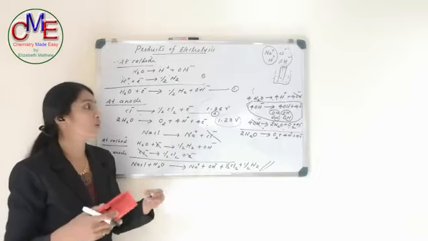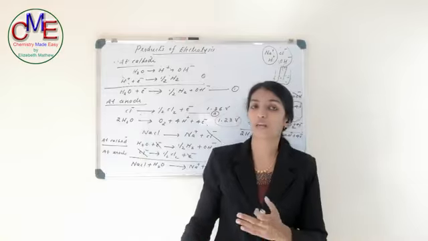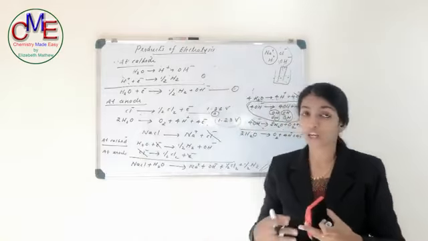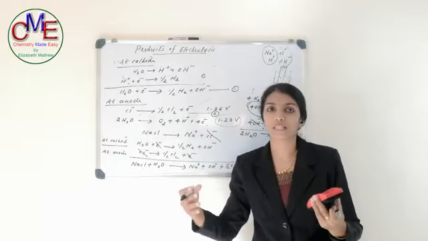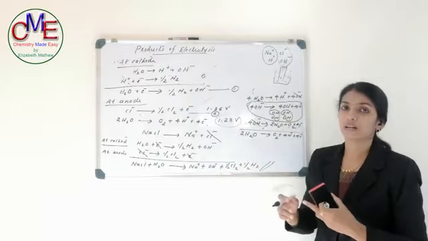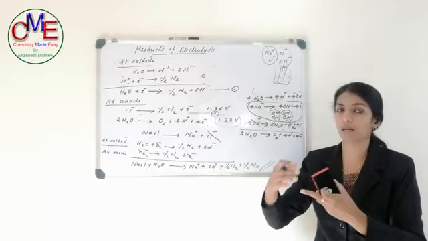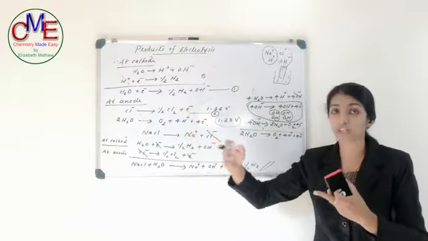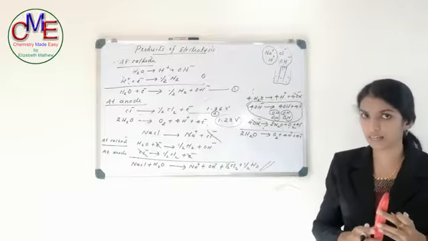Clear? So the products of electrolysis differ if we use molten sodium chloride and aqueous sodium chloride. If we use molten sodium chloride, what are the products? In molten sodium chloride, Na plus and Cl minus ions are present. The Na plus ions move towards the cathode. So sodium metal is deposited at the cathode and chlorine gas is liberated at the anode.